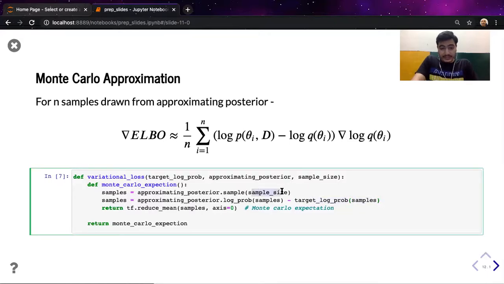Since we were taking the samples from the approximating posterior, there can be certain cases where those particular samples are unable to match the support of the distributions. So that's why we're going to make use of something called transformations to actually take our samples and match them to the support of the distributions by defining a proper transformation.